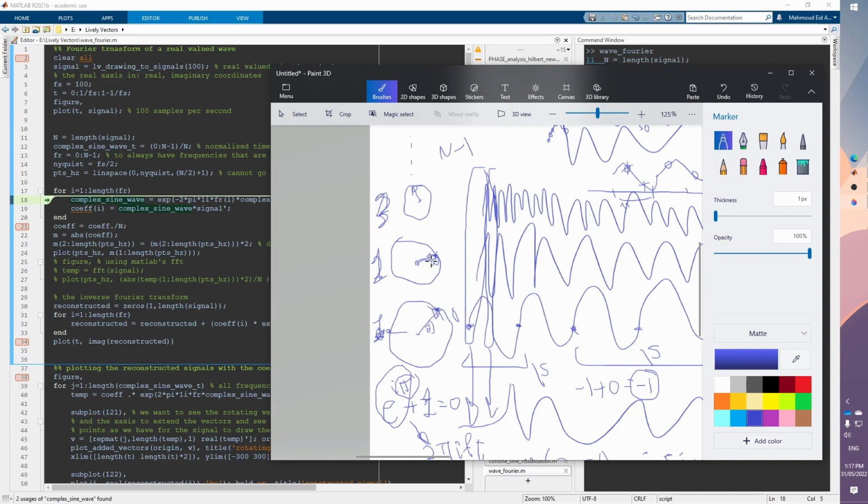To recover your signal, you need to rotate these vectors and add them together, because when you rotate this vector you will get this wave, when you rotate this vector you will get this wave, and so on for all other frequencies, and then you just add them together. So to do the inverse Fourier transform, you get the coefficients, which are the complex vectors that you have, and then you just rotate them and add them together.